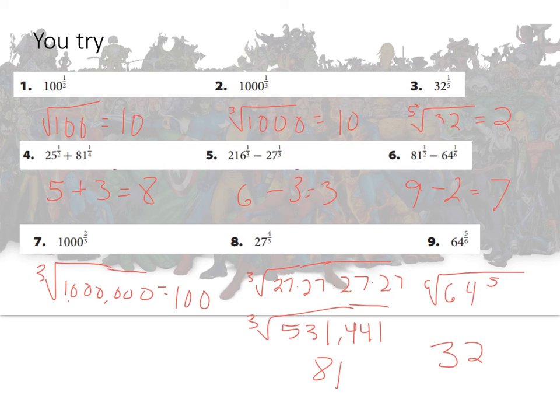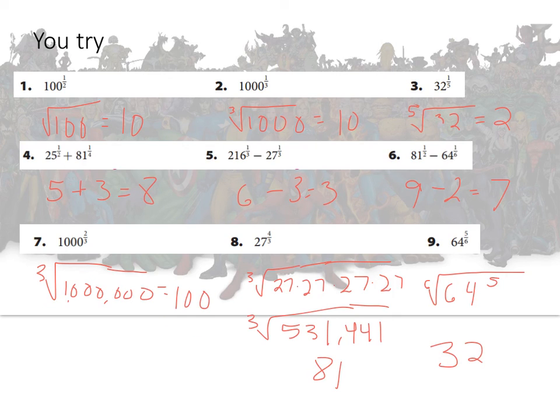All right, 7, 8, and 9, they're getting a little trickier here. 1,000 to the 2/3 power is like 1,000 squared, or 1,000 times 1,000, which is 1,000,000. So we're looking for the third root of 1,000,000. And if you test it out, 100 times 100 times 100 will give you 1,000,000. So the third root of 1,000,000 is 100.